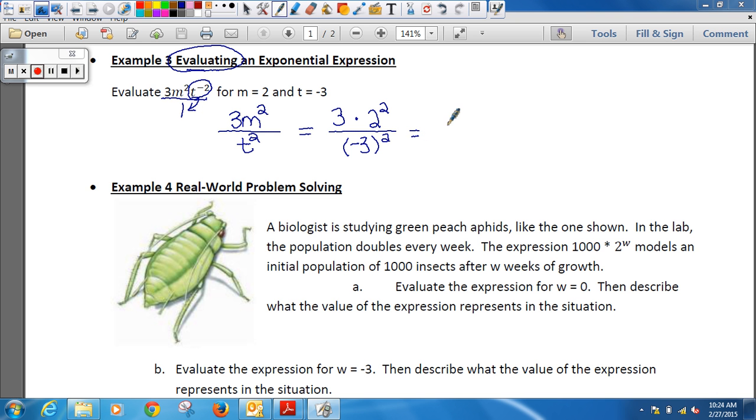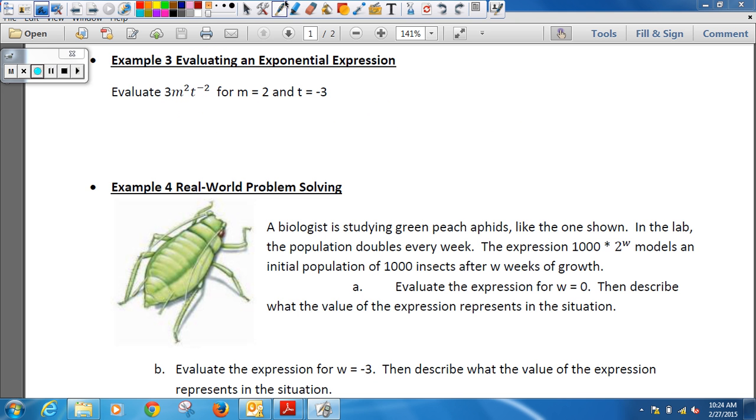So 3 times 2 squared is 3 times 4, over negative 3 times negative 3, which is 9. If you put this part on your calculator, you have to make sure the negative is inside the parentheses. Otherwise, it would give you a negative 9 as your answer, which is not correct. 3 times 4 is 12 over 9. And if I go ahead and keep simplifying, that would be 1 1/3. So that's my final answer because it said to evaluate it, which means to get what it equals numerically.